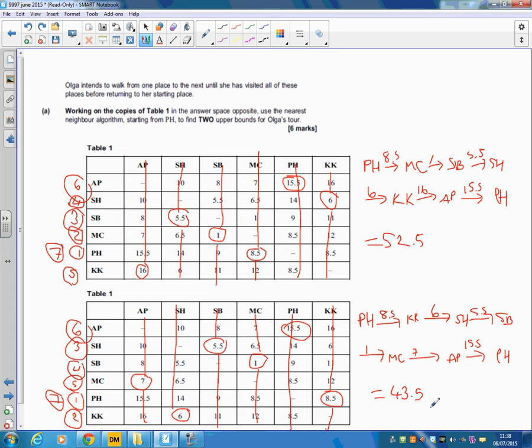So two different upper bounds. Instantly you know you're right again, because you look at this network, you've got one per row, one per column, and you've got the one you started and finished at labelled twice on here. But again, if you've got the tour right, you'd get your full mark. So it's 3 marks for each one. Method mark for each one for doing a tour starting and finishing at PH. Accuracy mark for getting the tour correct, and an independent mark for getting these numbers of 52.5 and 43.5.